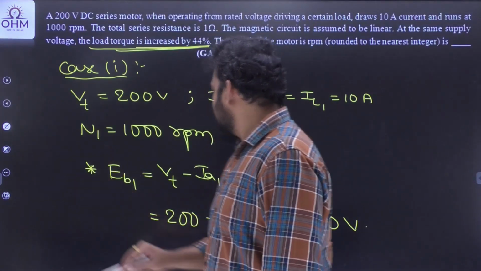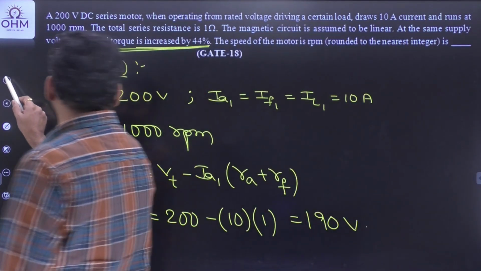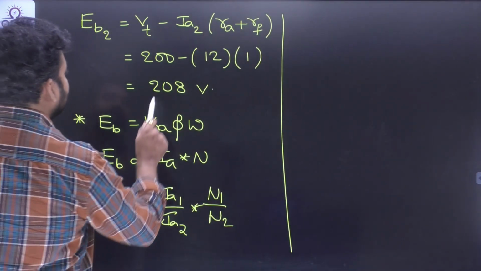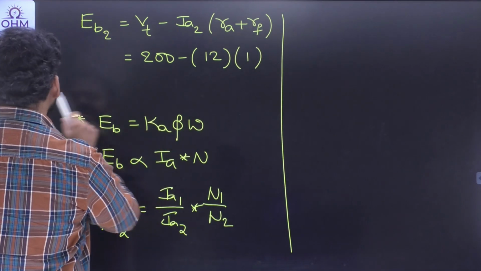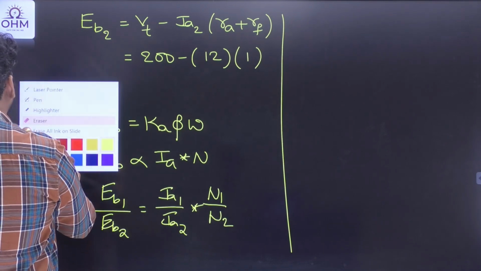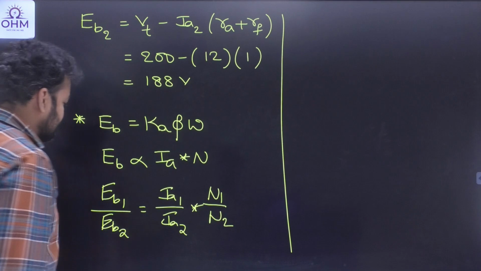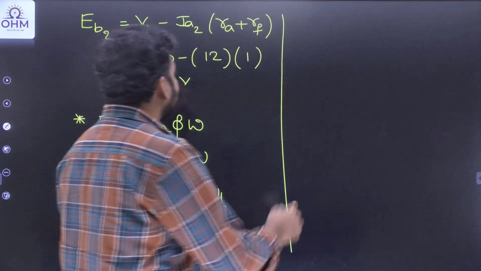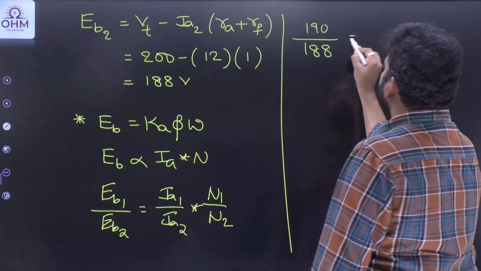Yes, 210, right? Back EMF in the first case, sorry, 190. I think I made a mistake. It is not 208, right? 200 minus 12, that is 188 volt, isn't it? Okay, let us substitute. So Eb1 190 divided by 188.